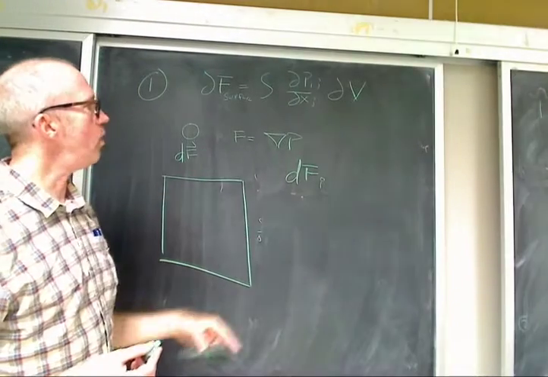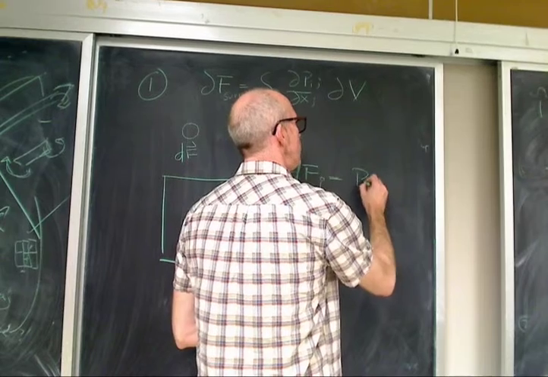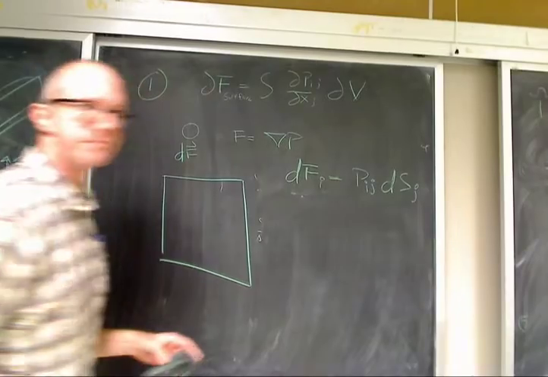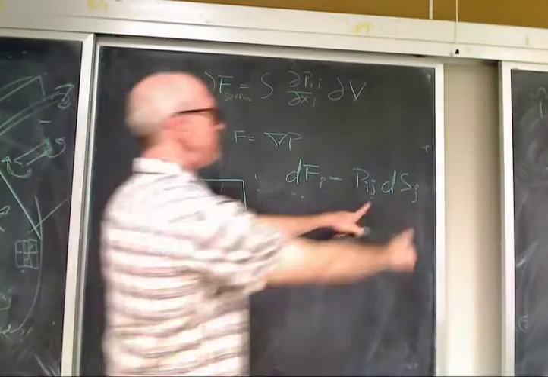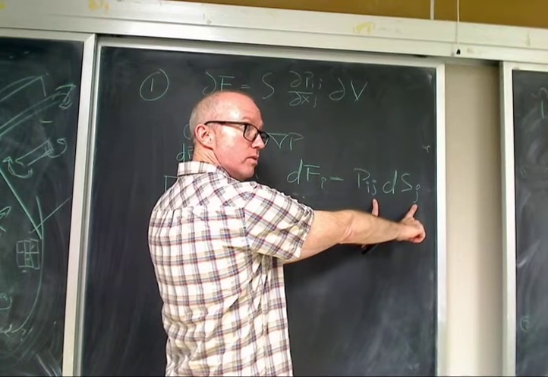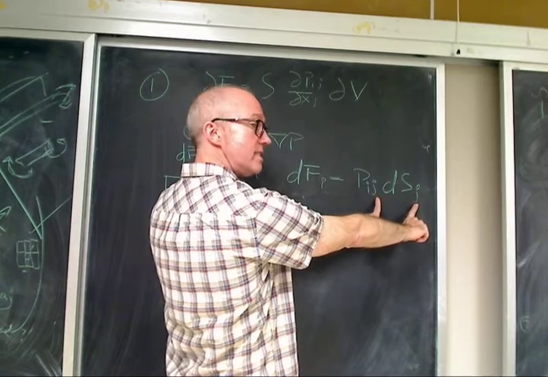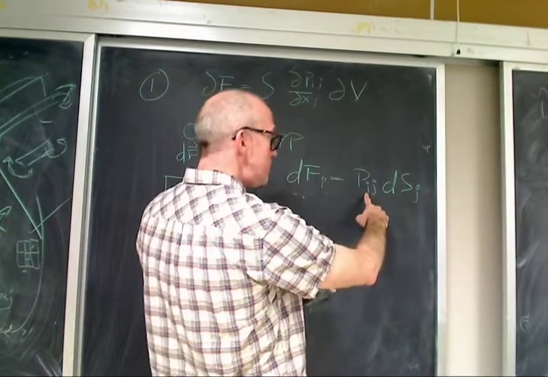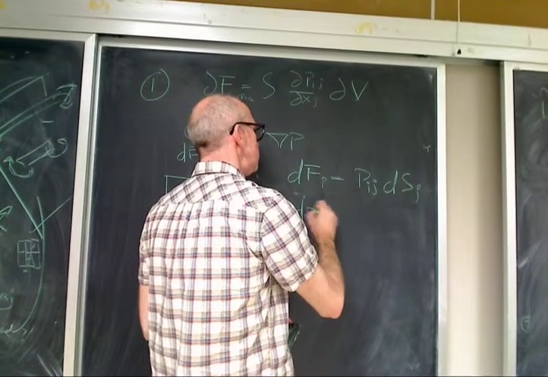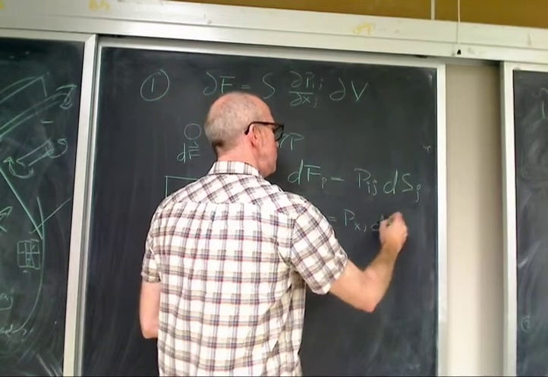So dF_i is one component, and it is equal to p_ij dS_j. So what do the repeated indices tell me about this? Somebody yell something. What do repeated indices do? They're summed over. They sum. Okay, so we're summing over the second index. But this is a free index too. So let's pick one. So for x, dF_x equals p_xj dS_j.